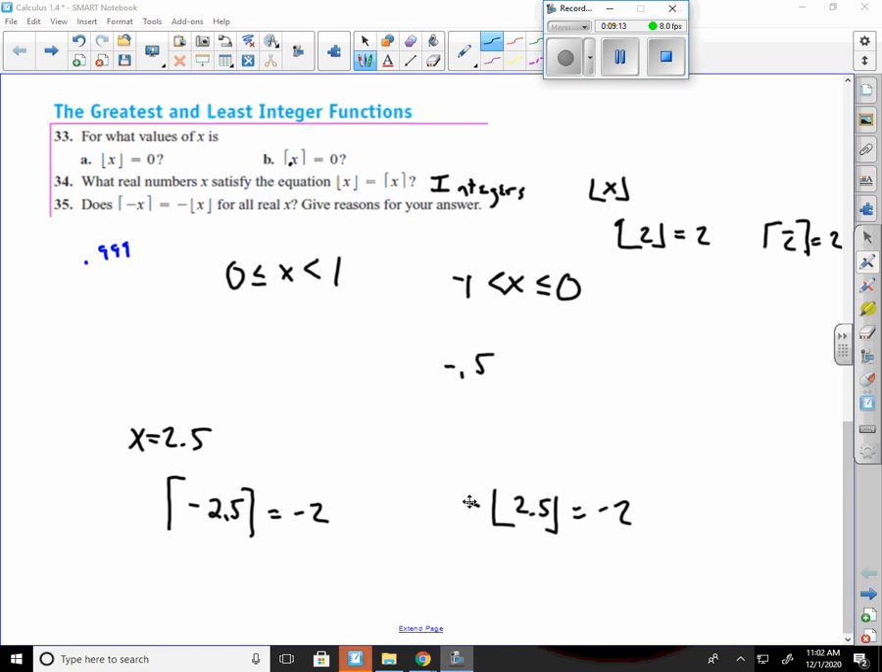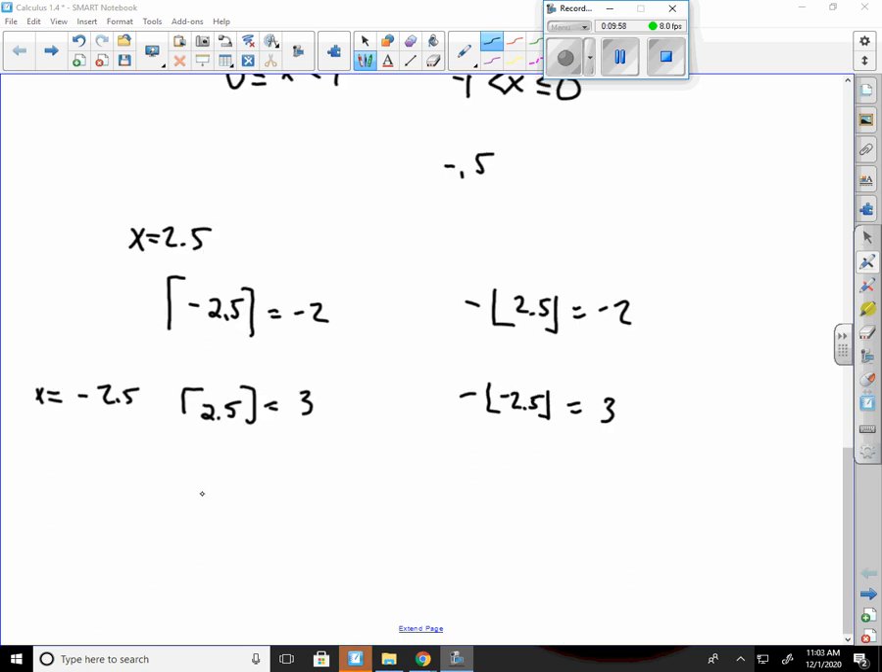So it wants to know if this is true for all real x. And I can try some other values in. I can go negative, so that my ceiling function of negative 2.5, the negative of a negative makes it a positive, that would become a 3. My floor function of negative 2.5 becomes negative 3, and it's a negative of that, so that would be a positive 3 as well. Lastly, if I tried 0, that's going to be 0 and 0.